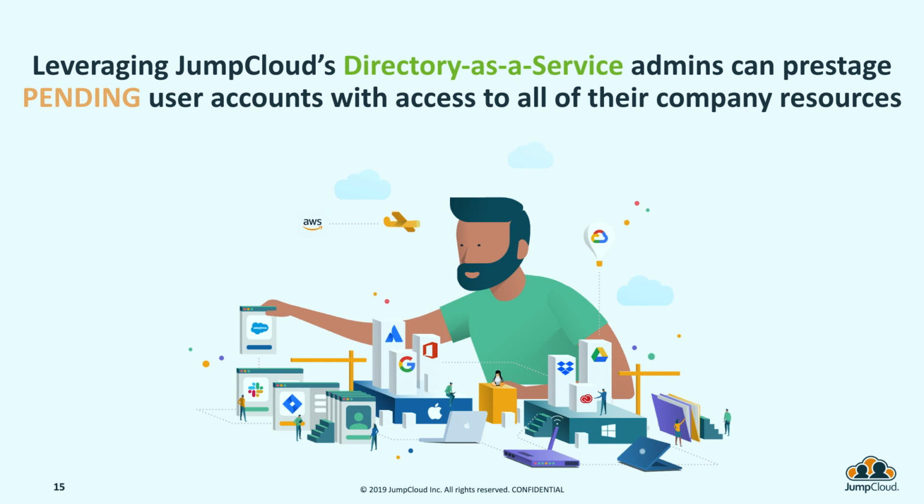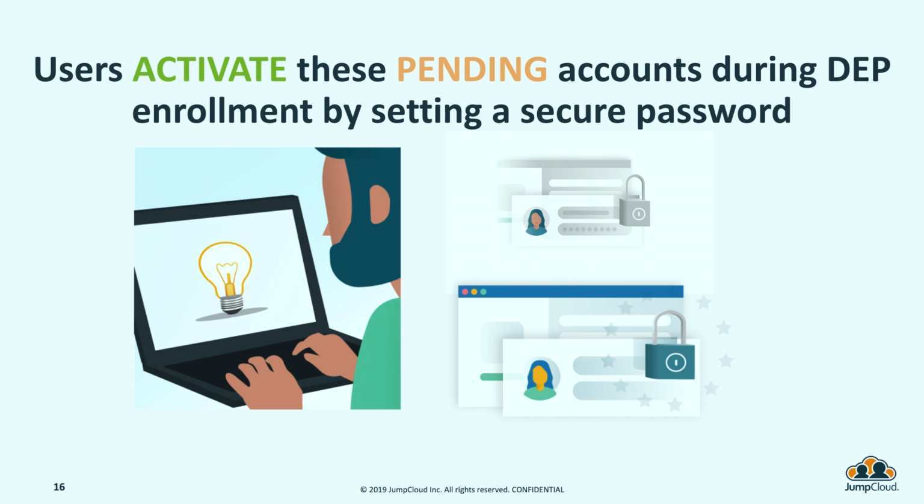Using JumpCloud's Directory Service, we, as JumpCloud, are the identity provider that uses our protocols to push out your password once it's set to all of your accounts. This happens during activation. During the DEP flow, users actually set their password, and this is the password that they use to access these pre-staged resources.